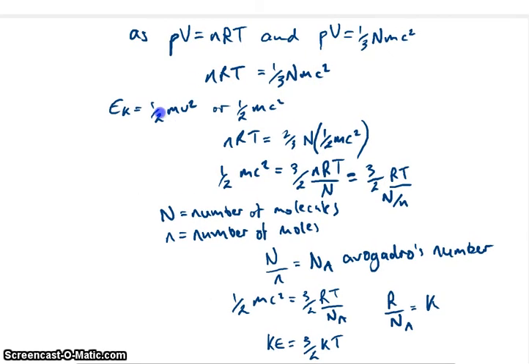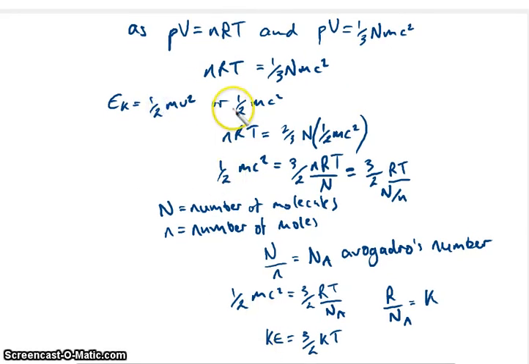Now, kinetic energy is half mv squared, or you can use c rather than v, as we have done so far. So equating them, we have this. Half mc squared then becomes this. Little n is the number of moles, big N is the number of molecules, but the number of molecules divided by the number of moles is the same as Avogadro's number. So this slightly complicated formula becomes this.